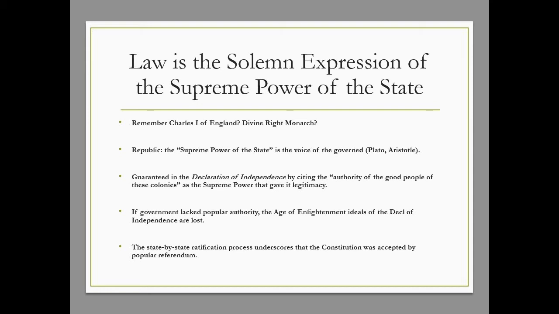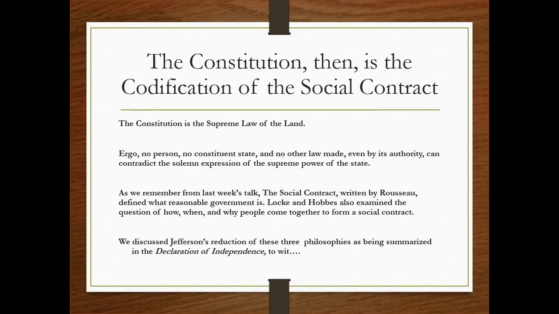So what I'm arguing is that the state-by-state ratification process that's discussed in your book, and we're going to talk about it again tonight, proves that the Constitution was accepted by popular referendum or popular acceptance through the state legislatures, through the mechanisms that existed at the time. Then the Constitution is the codification of the social contract. The Constitution is the supreme law of the land.